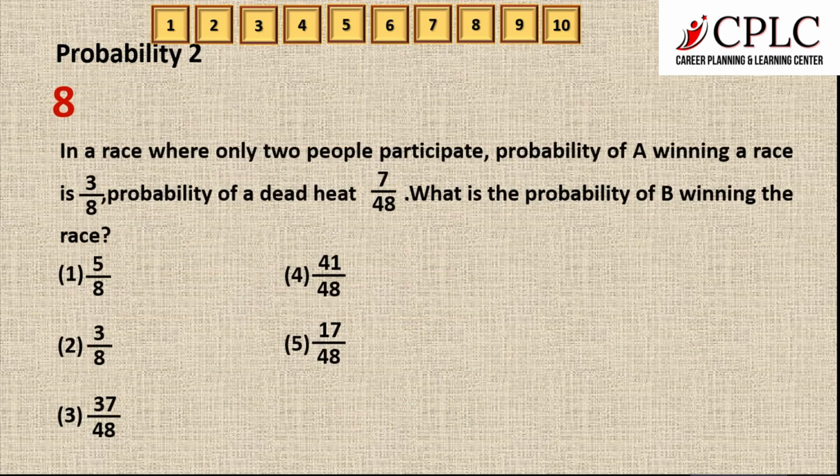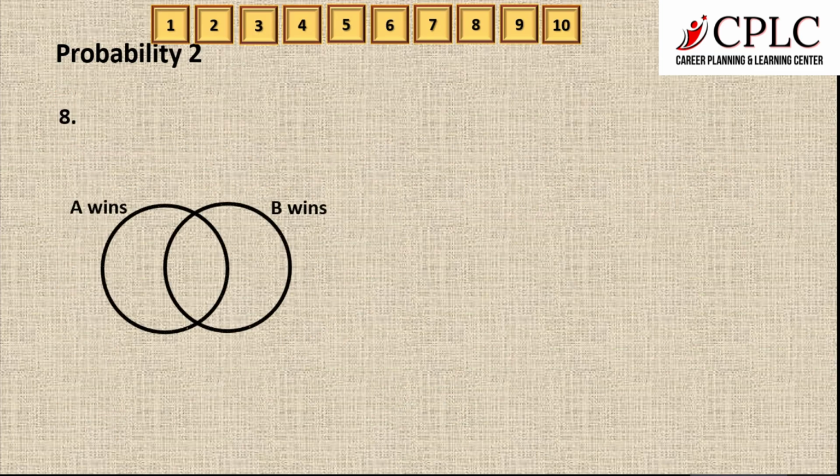Moving on, eighth one. In a race where only two people can participate, the probability of A winning the race is 3 by 8 and the dead heat is 7 by 48. What is the probability of B winning the race? So two things are required here. One, you can do this very easily by using set theory or Venn diagrams because only two parameters are there, so you can make two circles very quickly. Second part is the concept of races, which is known to you, because only then you will understand the meaning of dead heat. Dead heat is a tie. Both are winners. So let's plot the diagram.